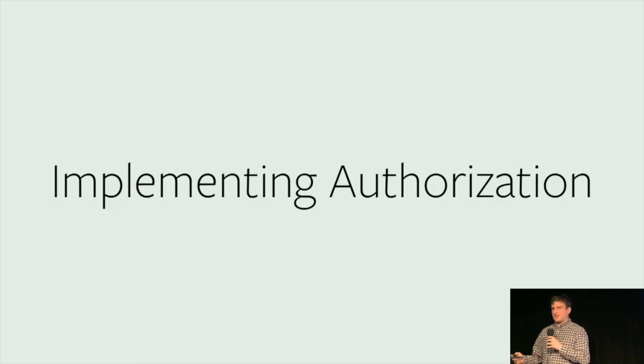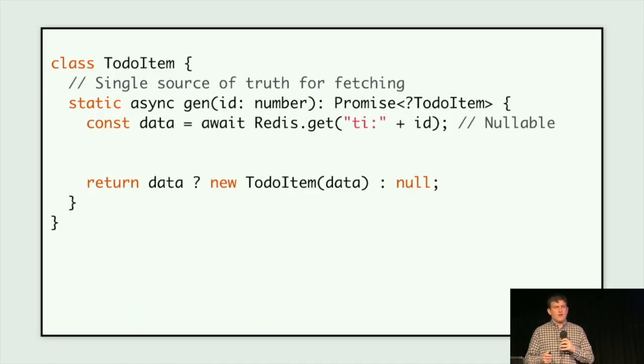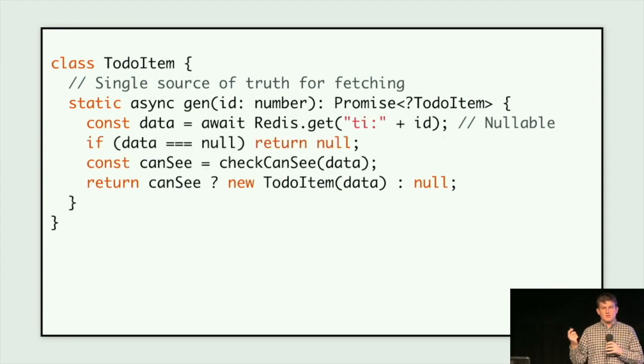But again, I've kind of dodged the question. We were talking about authorization. How are we going to do authorization? Well, now we have our answer. Because now we have a single source of truth for fetching. We've said the only way to get a to-do item, ideally when we wrote this, we actually would have made the constructor private to this class so that only this gen method could create one. This is the single source of truth for fetching. And so this is a perfect place to put our authorization. If everyone who's fetching a to-do item, no matter what interface they're using, no matter what storage they're using, is going through this method, then this is where we'll put it. And we'll just add a pretty trivial check, a canSee function, and we'll say if you can see it, we return you a to-do item, and if you can't, you return null.